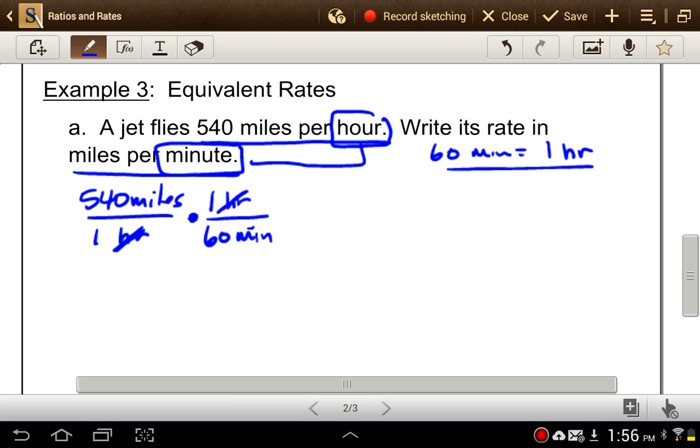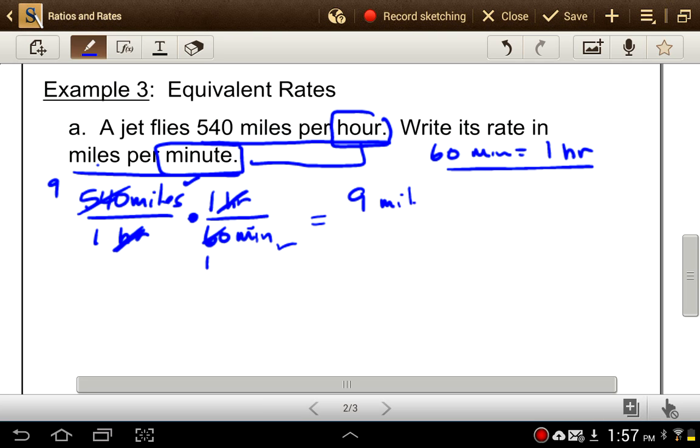Also, my answer wants to be in miles per minute. So I have miles in my numerator, and now I have a minute in my denominator. Miles per minute. So I want to make sure that is there when I'm done with my answer also. Now I can cross-cancel again. I can look to see if I can cross-cancel my 540 and my 60, and I can. 60 divided by 60 is 1, and 540 divided by 60 is 9. Okay? Now that I've done all my cross-canceling, I can write my answer. 9 miles is all I have on top, times 1, so that's going to keep it at 9 miles.